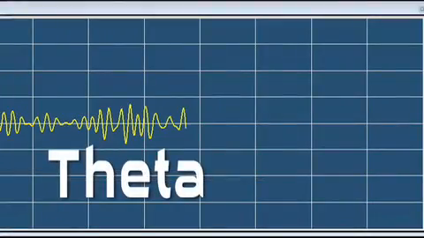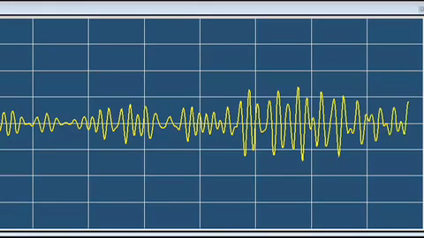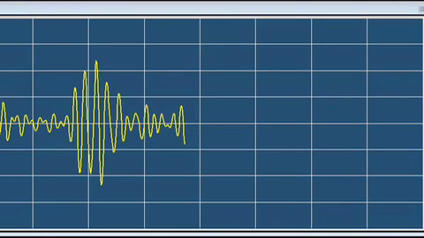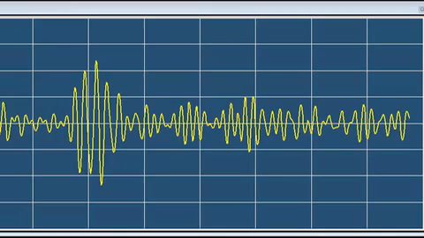Theta waves are associated with a twilight state of mind. These waves are produced when your brain is falling asleep. They're associated with memory retrieval and creativity. However, when they are produced at inappropriate times, such as when a child is trying to concentrate in class, these waves may be associated with inattention and lack of focus.